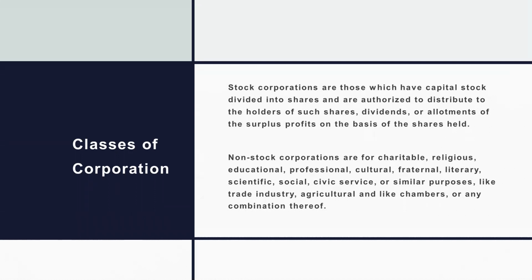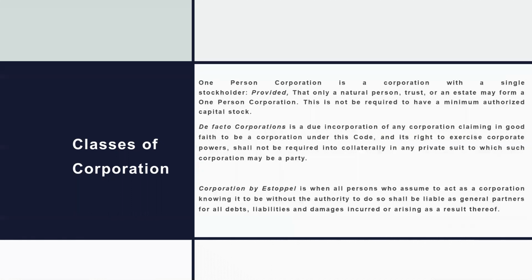Non-stock corporations naman are for charitable, religious, educational, professional, cultural, fraternal, literary, scientific, social, civic service, or similar purposes like trade, industry, agricultural, and like chambers, or any combination thereof. So, iba yung purpose ng non-stock corporation. Ito yung mga purpose bakit na-establish ang corporation na to. Okay. So another class of corporation is this one-person corporation. So allowed na ito sa bagong law, no, na isang person lang, one-person corporation. What is this? It's a corporation with a single stockholder, provided that only a natural person, trust, or an estate may form a one-person corporation. So this is not required to have minimum authorized capital stock.